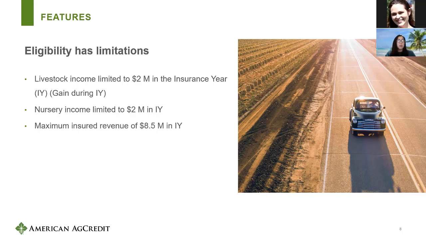There are some limitations with whole farm. For livestock, you can only have a maximum of $2 million in revenue per year that would be insurable, and the same would go for nursery. And then the maximum insured revenue would be $8.5 million.